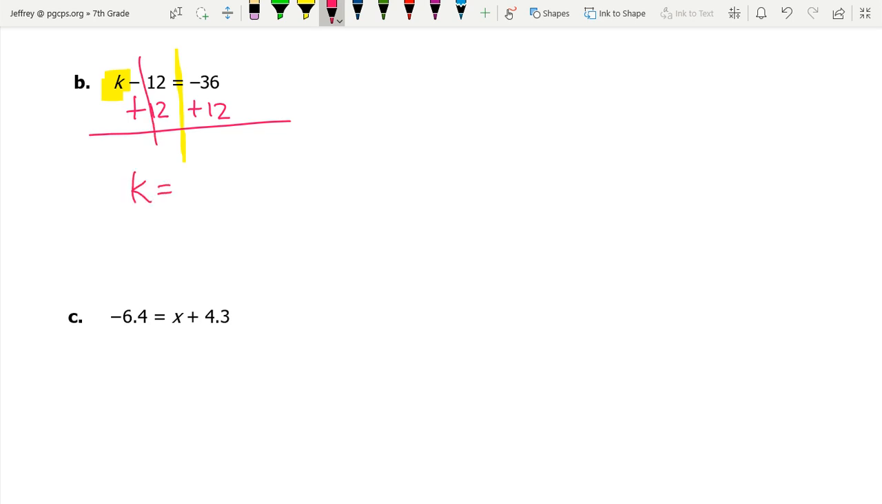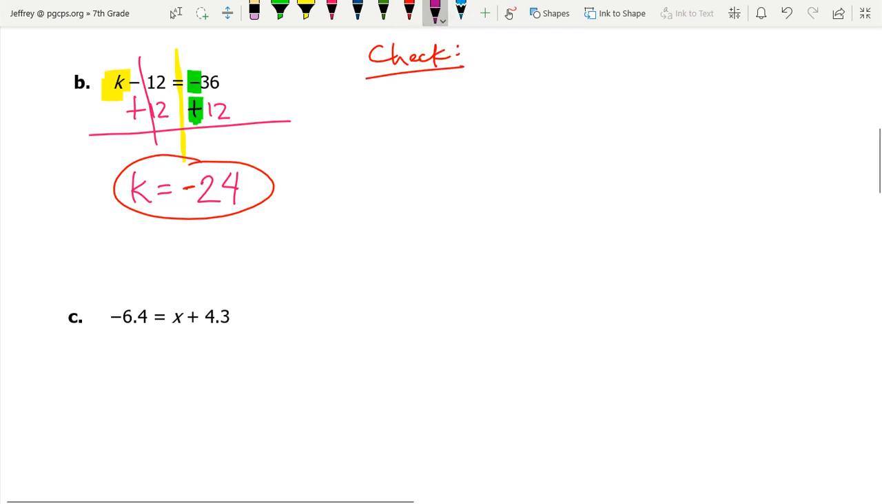What's left is k. Now, negative 36 plus 12, are the signs the same? Nope, they're not. One is a positive, one's a negative. So what do we do? Absolutely, we subtract the magnitude. So 6 minus 2 is 4. 3 minus 1 is 2. Now, is the sign a positive or a negative? And you are right, it is a negative because negative 36 has a bigger magnitude than positive 12. So we copy the sign of the negative 36, which is the negative sign. So the answer is negative 24. K is equal to negative 24. Now let's check.